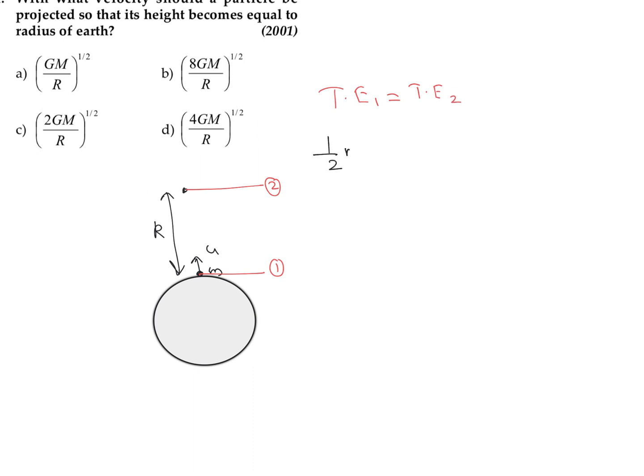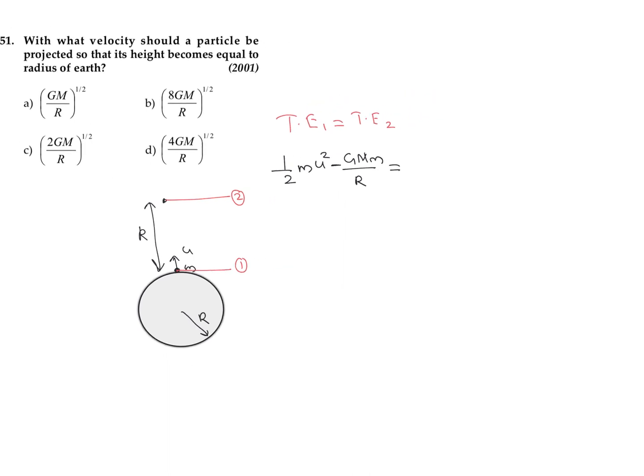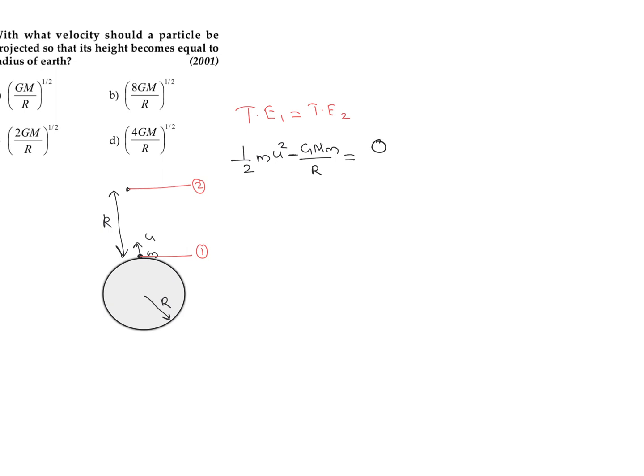The kinetic energy at point 1 is half into m into u square, plus potential, which is not equal to 0. Potential is gravitational potential, minus GMm divided by R, where R is the radius of Earth, should be equal to the total energy at point 2, which we can take as kinetic energy 0, potential energy minus GMm divided by R plus R, which is nothing but 2R, the distance from the center of the planet. We should not use mgh for the calculation of gravitational potential energy.